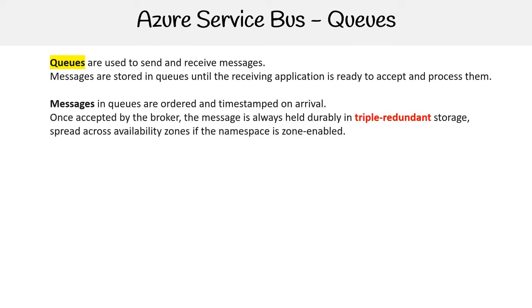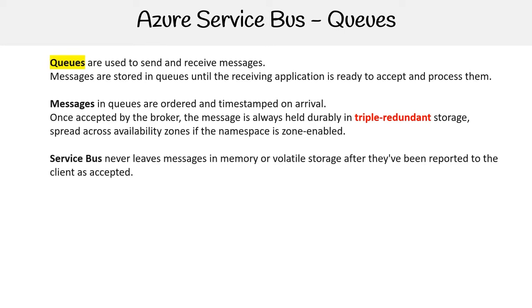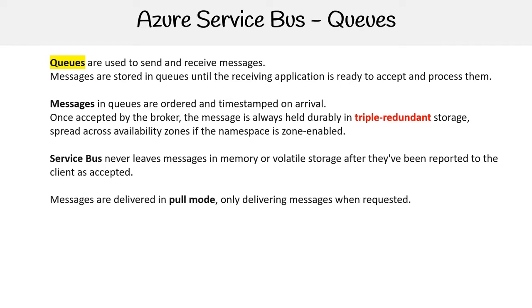Once accepted by the broker, the message is always held durably in triple redundant storage across multiple AZs if its namespace is zone enabled. So if you don't enable zone enabled at the namespace level, you're not going to get that kind of durability or redundancy. Service Bus never leaves messages in memory or volatile storage after they've been reported to the client as accepted. And messages are delivered in pull mode, only delivering messages when requested.